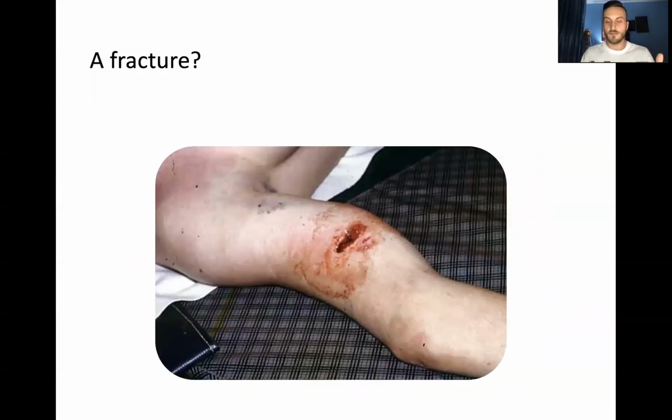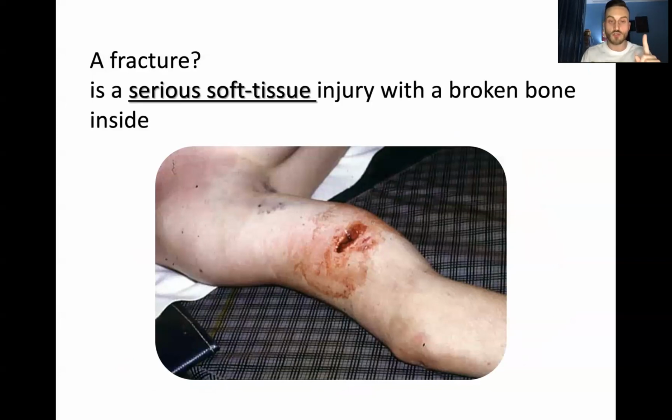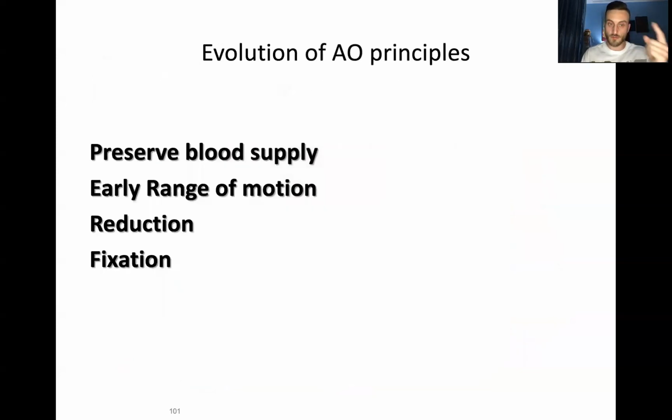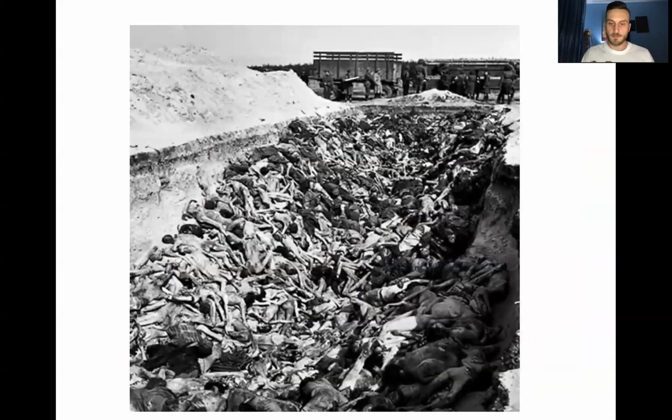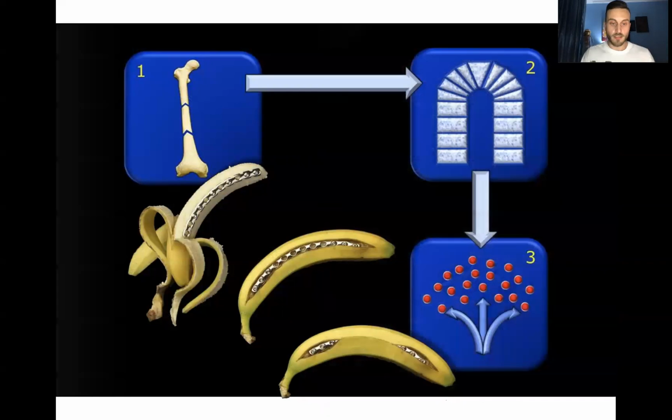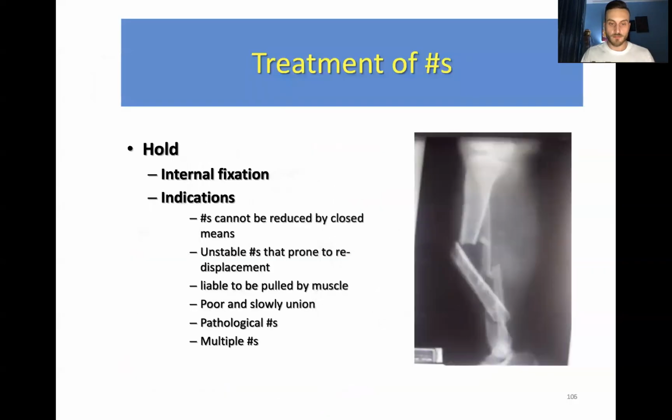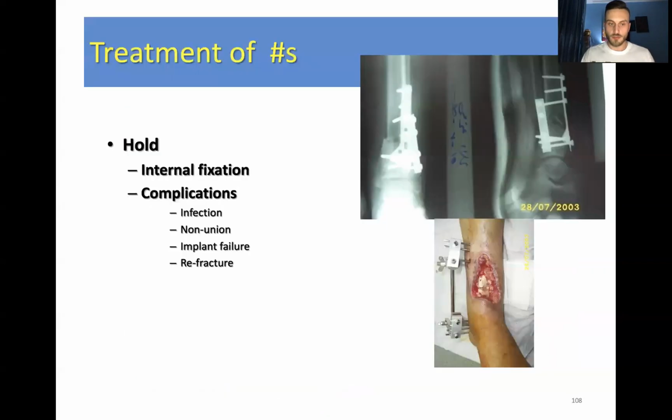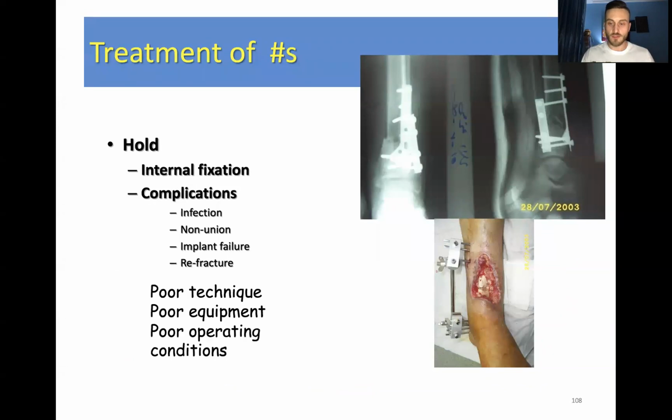So what's this? This is a fracture. Yes, it is a fracture, but this is a severe soft tissue injury. So please think about the soft tissue, the blood supply. Please preserve the blood supply, early range of motion. That's why we put screws and nails and so on, so the patient can return to his normal life, reduce and fix. Don't forget the banana principle we already talked about. And these are some pictures of complications of internal fixation: infection, non-union, failure, or re-fracture.